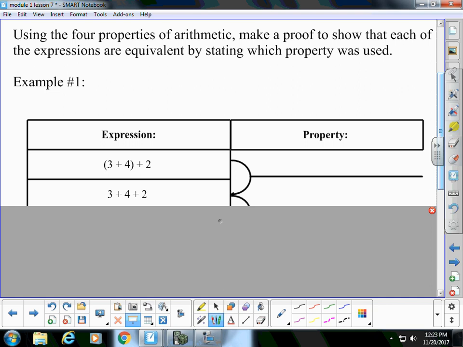So in this case, we have 3 numbers, and we're saying 3 plus 4 plus 2 is the same as 3 plus 4 plus 2. So in this case, this is just changing the grouping around, and that would be the associative property of addition. So associative property of addition.